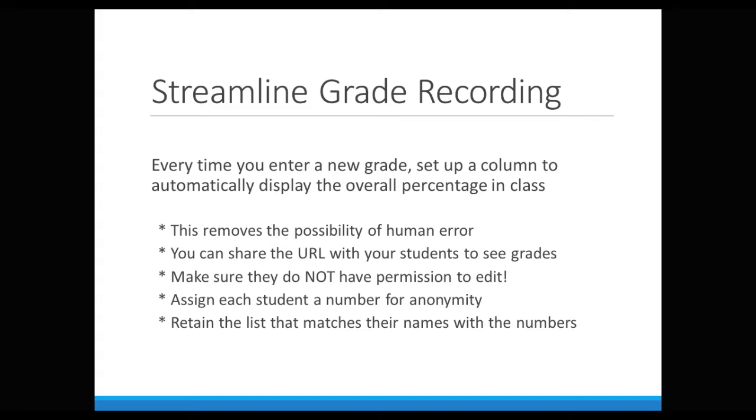You can also share the URL, the web address of the grade sheet with your students so they can see their grades and self-monitor throughout the term. But make sure the students do not have permission to edit. Also, it's not acceptable in most school districts to let students see their fellow students' grades. So you'll have to assign each student a number in alignment with the grade expediter idea above, and list only students' numbers rather than their names. Just make sure that you retain the list that matches their names with their numbers.